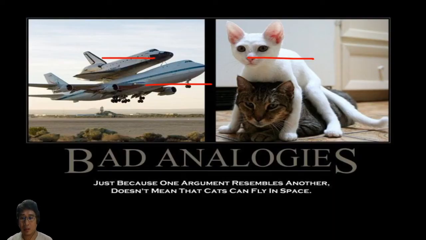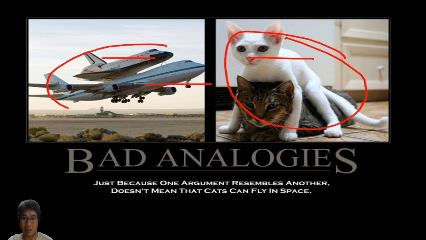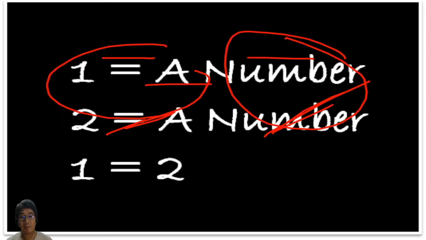Another example is this one, the physical appearance of this image with this image. Just because one argument resembles, so there is a resemblance of this image with this image, doesn't mean that the cats can fly in space. So if we assume to have the same applicability, we're committing weak analogy.